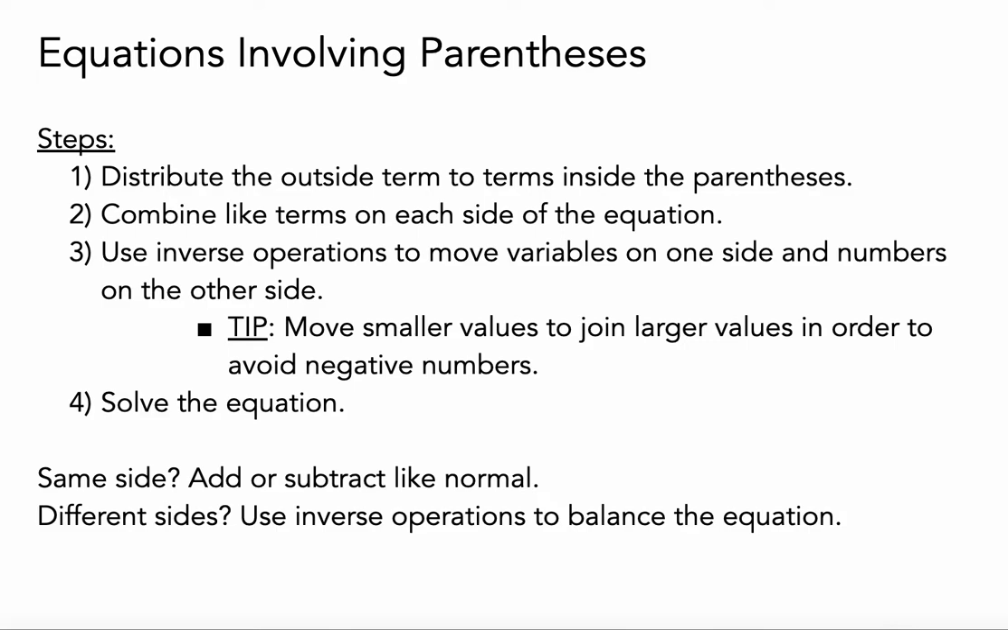So now your first step is, once you see that there are parentheses involved in your equations, you actually need to use the distributive property, which we've talked about before, and distribute the outside term to terms inside the parentheses. Then the other steps are just like equations from before. Then you can combine any like terms you see on each side of the equation, use inverse operations to move variables on one side and numbers on the other side, and then solve the equation. So we've added an extra step because of the parentheses.